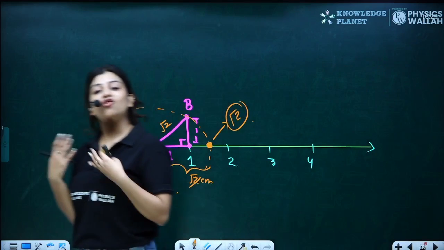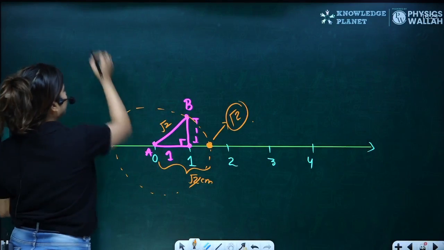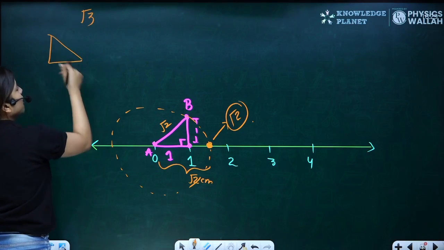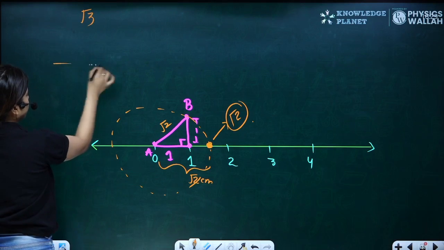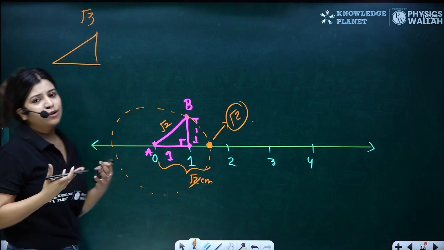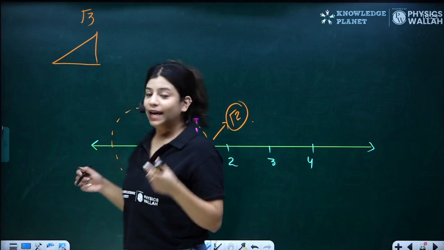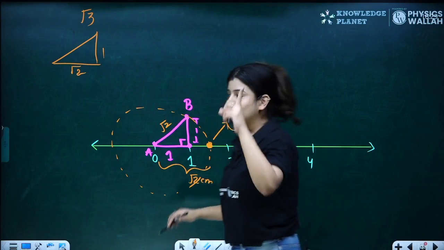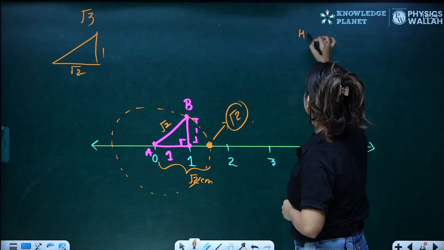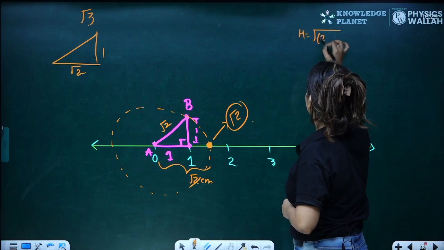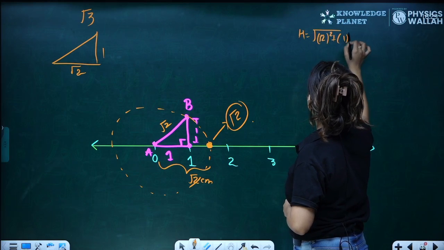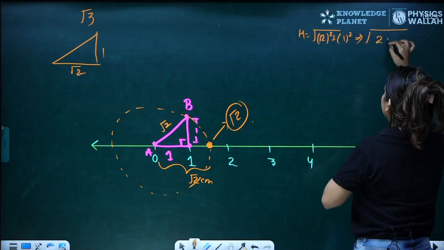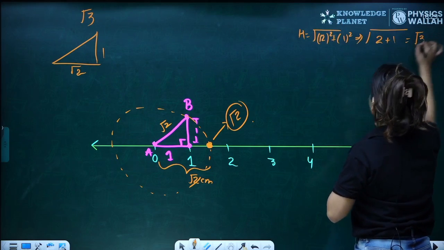Now if we have to draw root 3, we again have to think of a triangle like this. So how can we draw root 3? If I take my base as root 2 and my perpendicular as 1, what will be the hypotenuse? It will be equal to under root of perpendicular square plus base square, which is under root 2 square is 2, 1 square is 1, which will give me root 3.